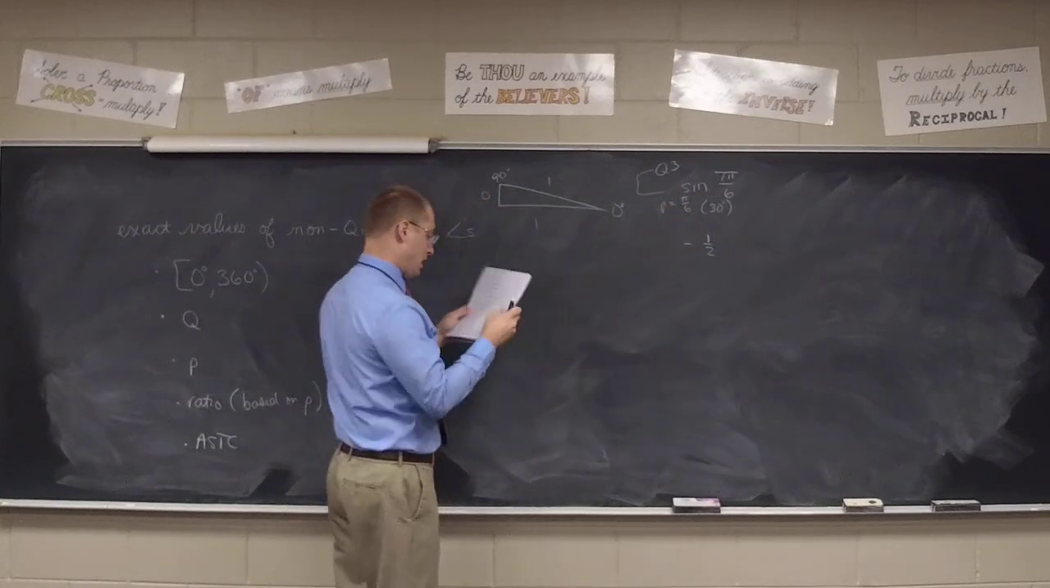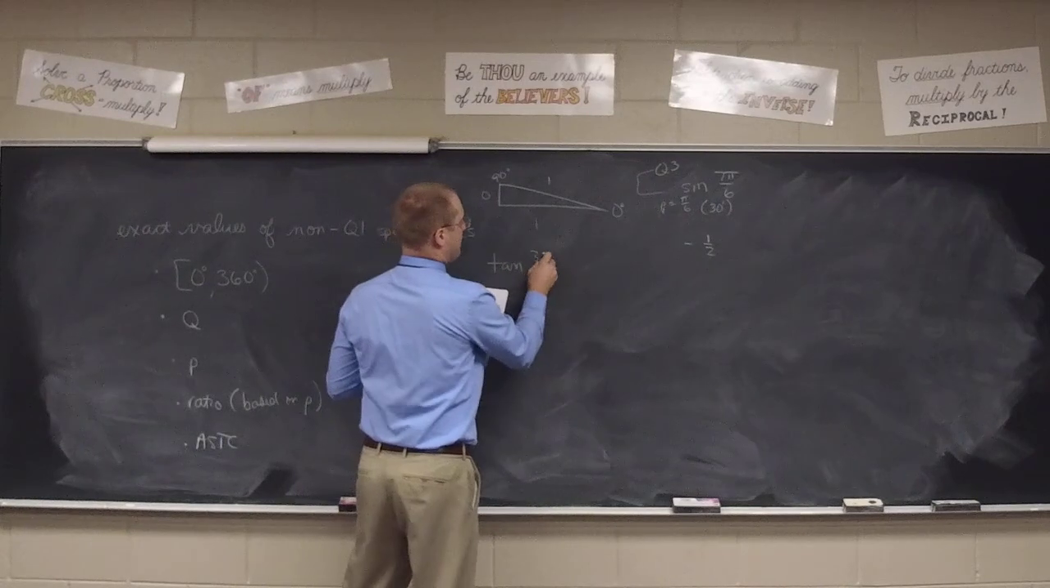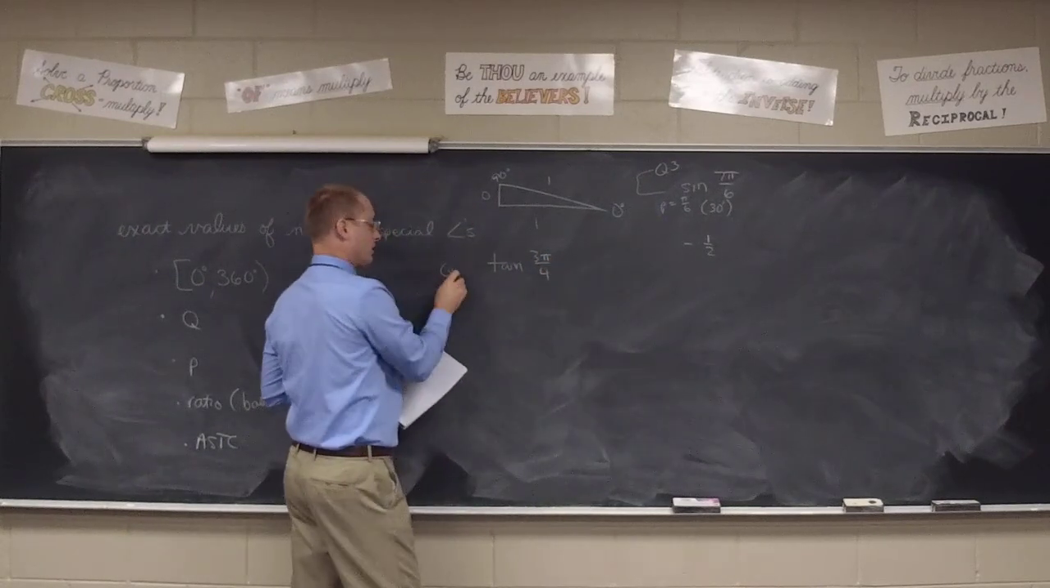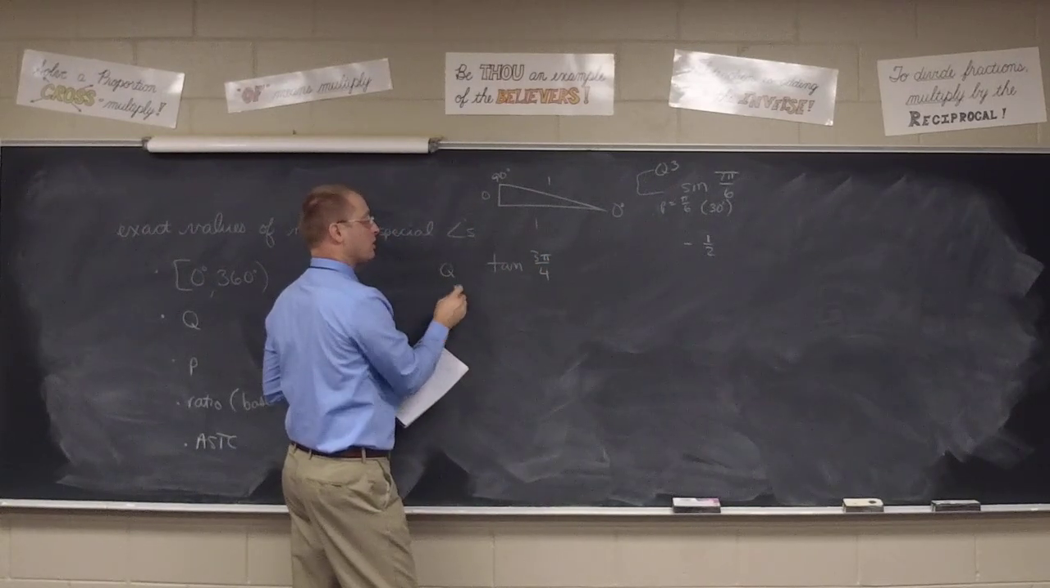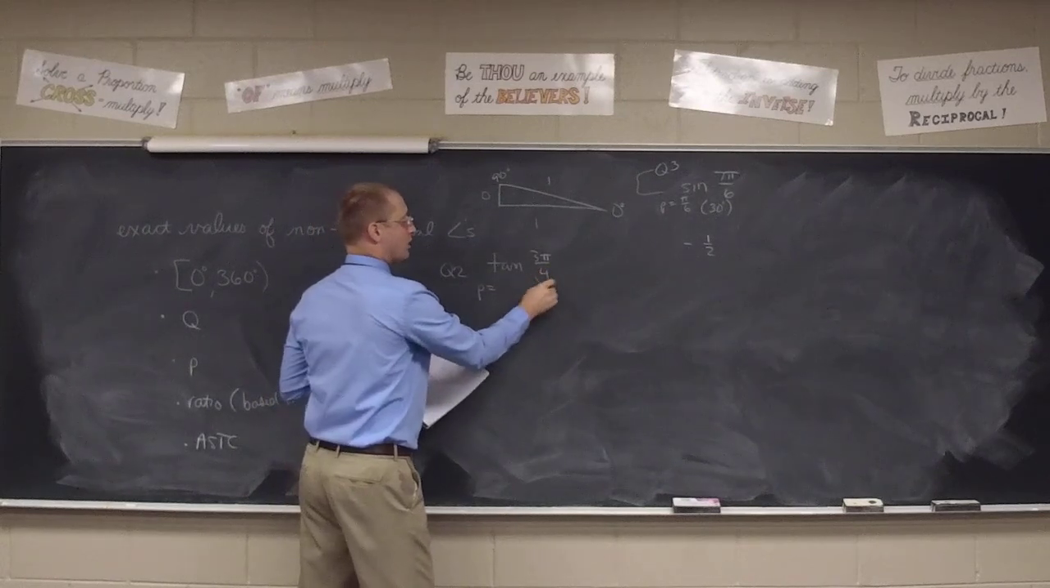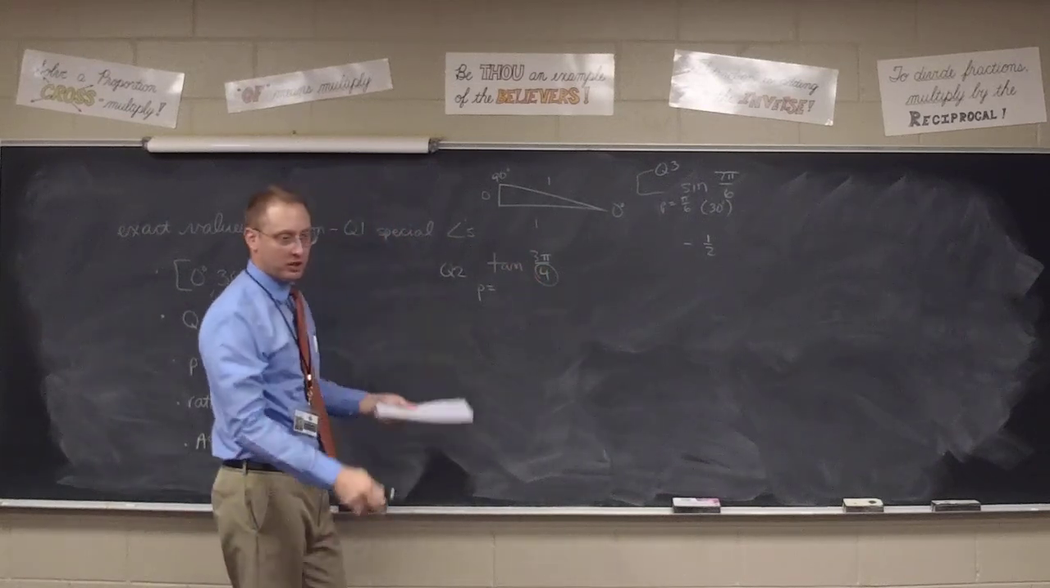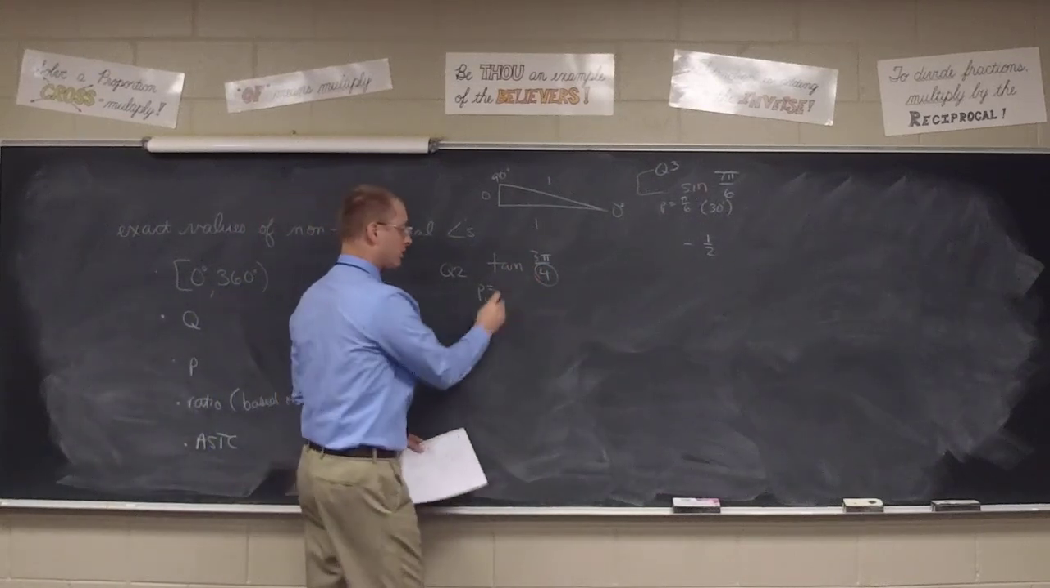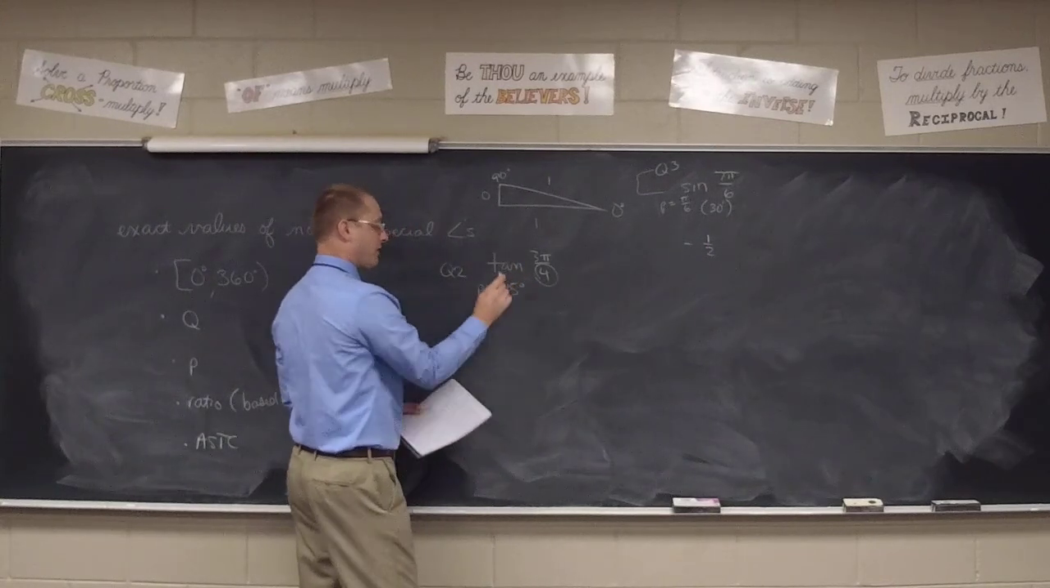Okay. So tangent of 3 pi over 4. What quadrant? 2. Reference angle: as soon as you see a denominator 4, class, you know the reference angle. 45. Tangent of 45.